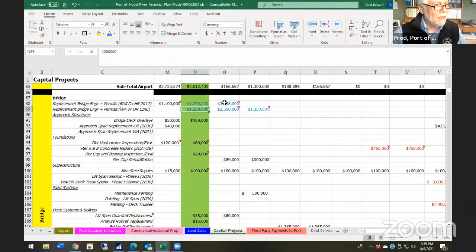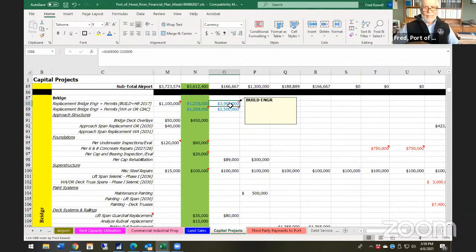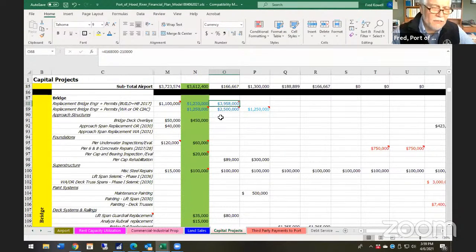And on the top, this 1.2 and the 3.9, that's the build grant that's occurring that we should finalize sometime before, probably before June of this year. So that's this top part of the capital projects for the bridge is really related to the replacement of the bridge. And then we get into the existing structure.